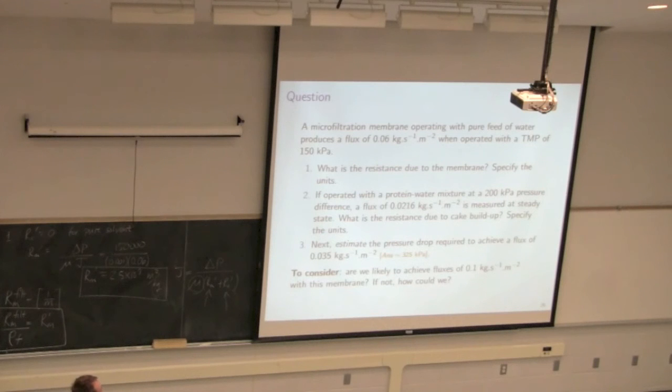So we're going from 150 kPa to 200, so higher pressure, but this time we've got a protein water mixture that we're feeding. So it's not pure solvent. We now have a solute of protein in there. And when we operate it at a higher pressure, I actually get a lower flux, 0.0216. So that's no surprise because now we have this protein building up against the membrane, so lower flux despite the higher pressure. What is that resistance term due to the cake?